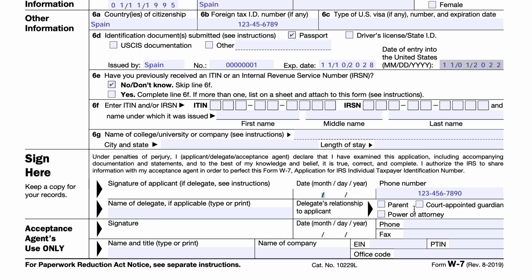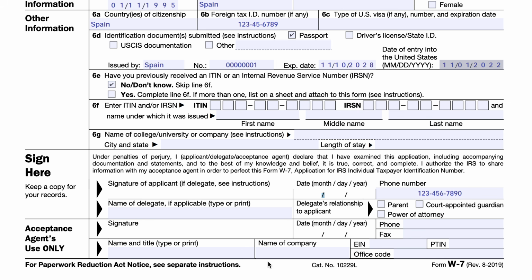You can also use IRS Form 2848, which is the IRS Power of Attorney form, which must specifically state that you are authorized to file Form W-7 on their behalf. If it's an adult person, then you need to have a power of attorney assigned by them if you're the delegate or a court-appointed guardian. The acceptance agent would enter their information here.